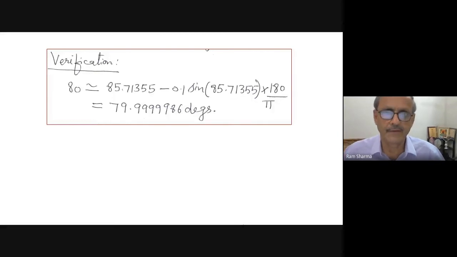we have compared the value we got. 80 was given to us as the mean anomaly, and 85.71355 we got for E. Because the value 0.85 into sin is in radians, we are converting directly into degrees. So this answer is quite correct: 80, and on the right-hand side your evaluated value from that equation comes to 79.9999. If you take one more iteration, it may go further. So the difference between them will have so many zeros.